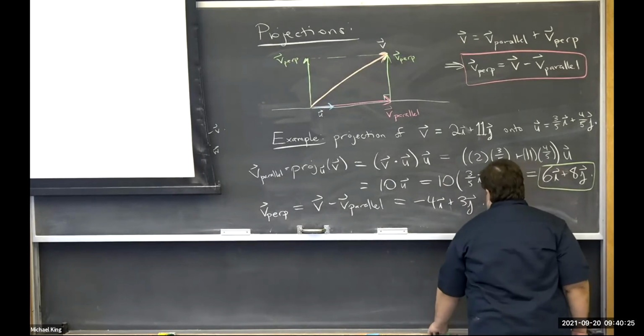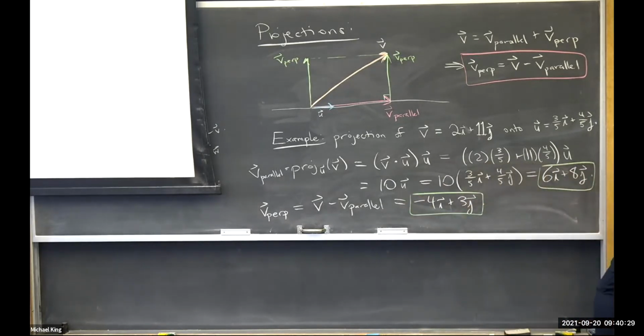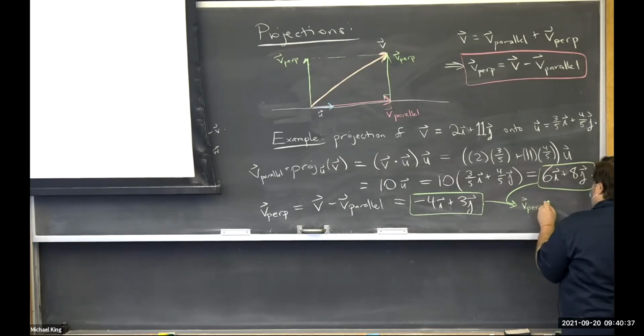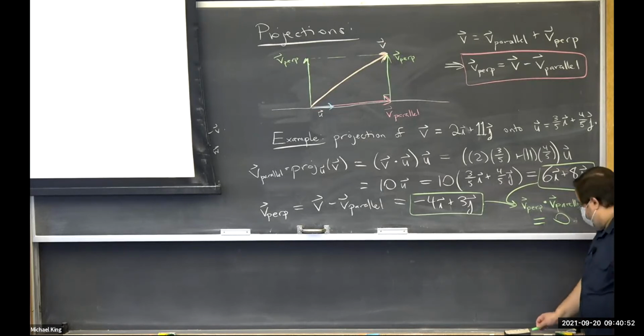Good. And then if you dot the perp and the parallel together, if you dot these, because how do you check two vectors are perpendicular? You dot them together and see if you get 0. Does it actually work out? Yes. Minus 24 plus 24, 0. Okay, so that's how you can do that. Do the same thing in 3 dimensions if you like.